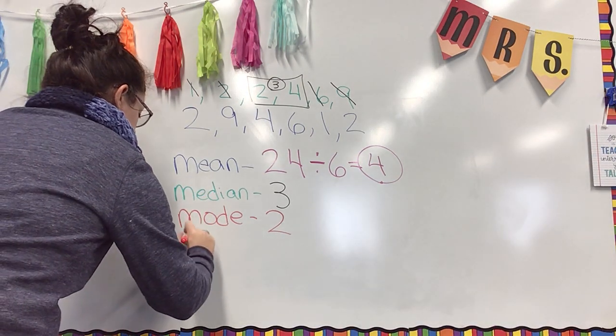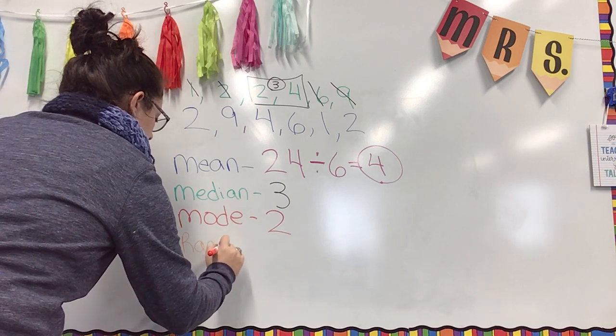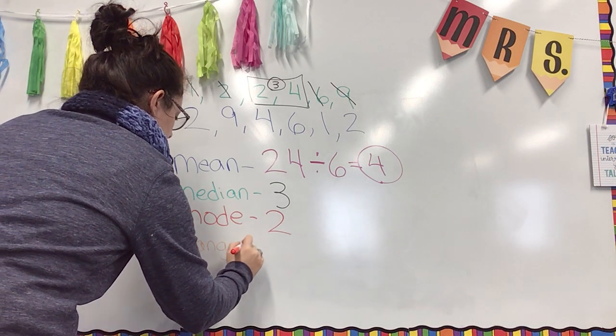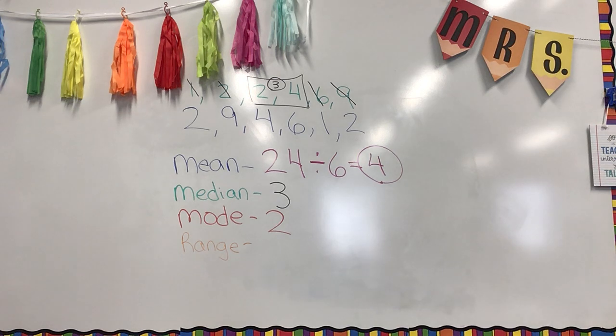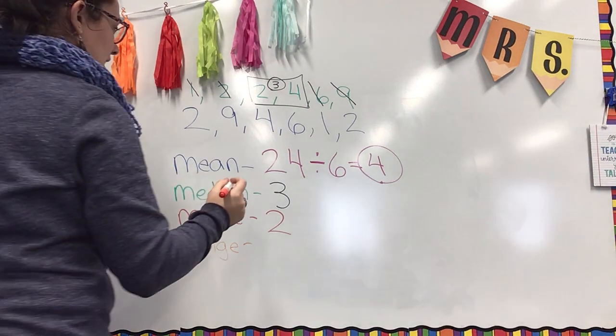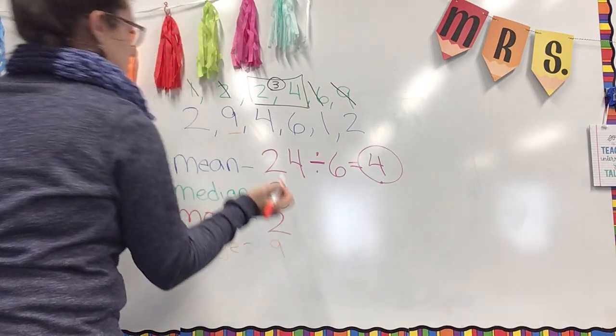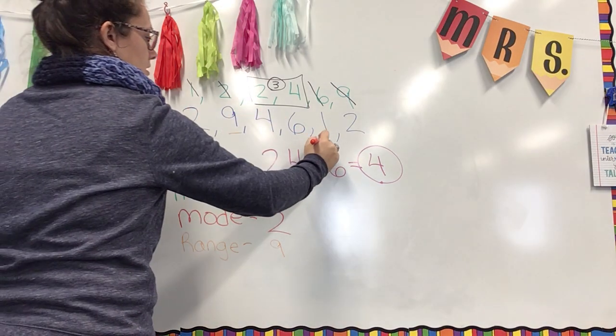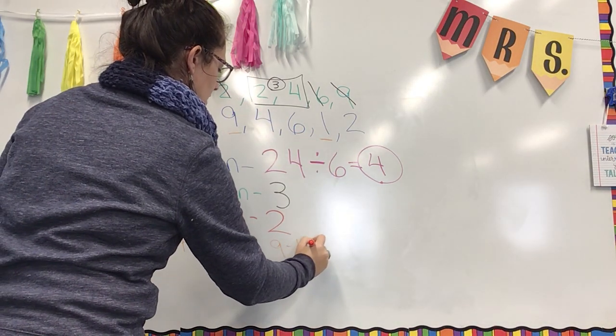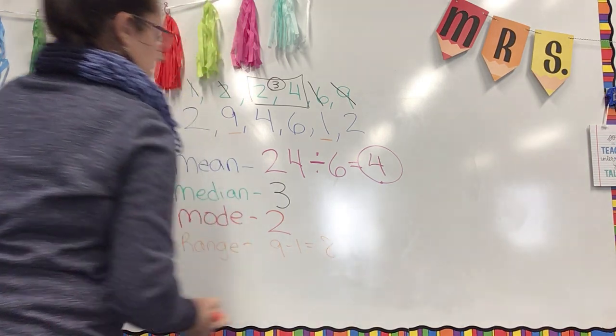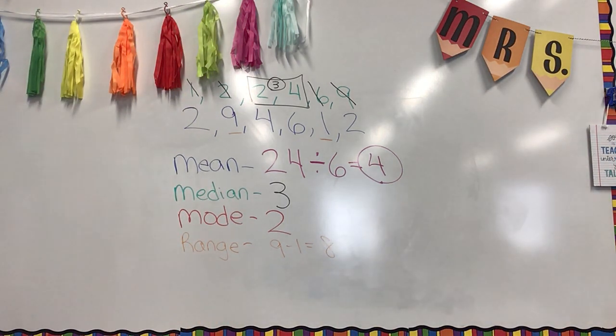My range. How do I find my range? What is the process for that, Kara? Take the greatest number and the least, and you subtract them. All right, so I take my greatest number, which is 9, and I subtract my smallest, which is 1, equals 8. 8 is our range. Ladies and gentlemen, this should be in your math notebook.